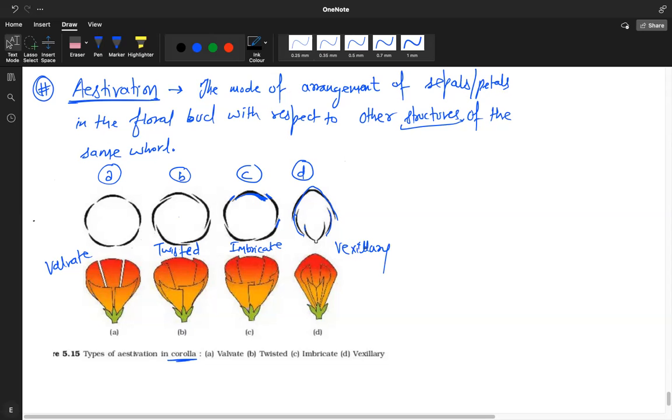Okay, so write down estivation. There are different types of estivation, of which the major types are, first, valvate.